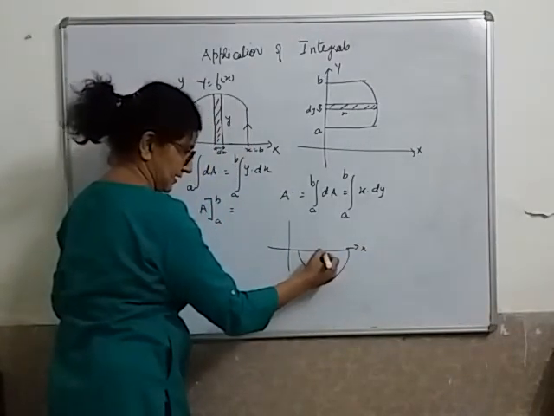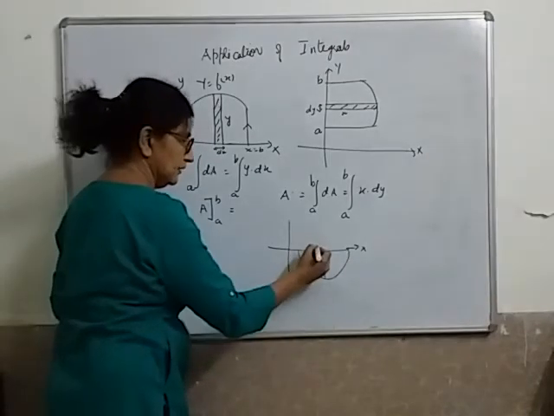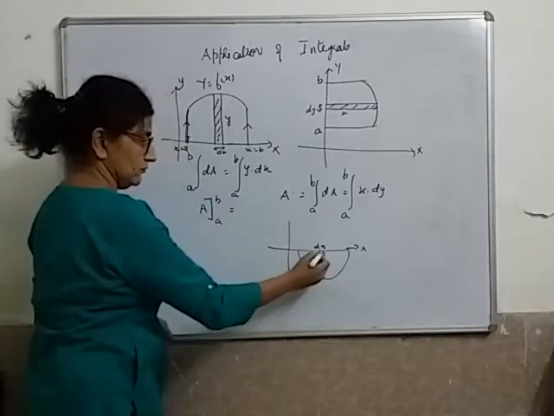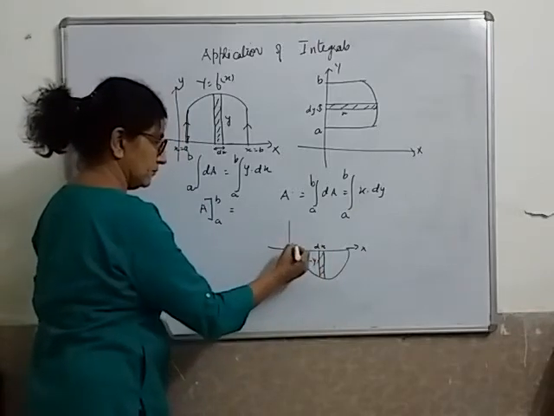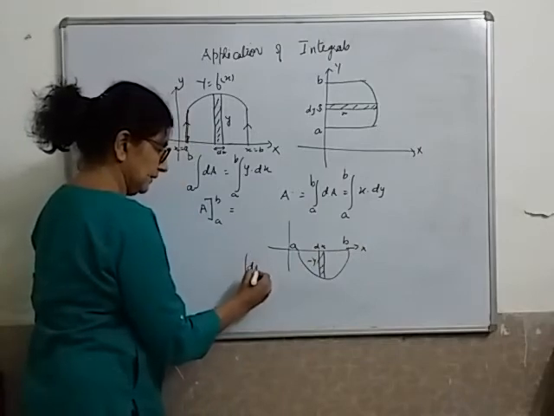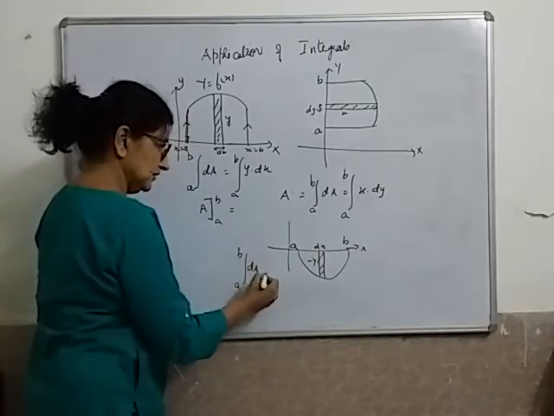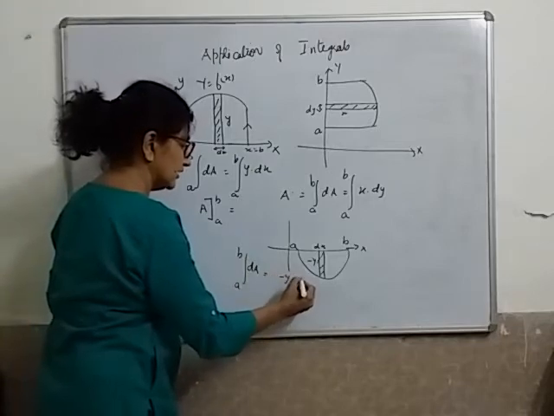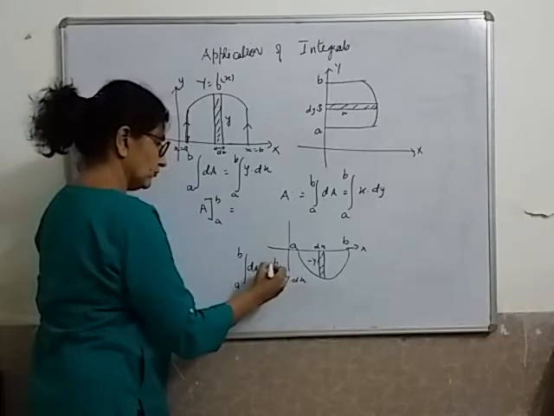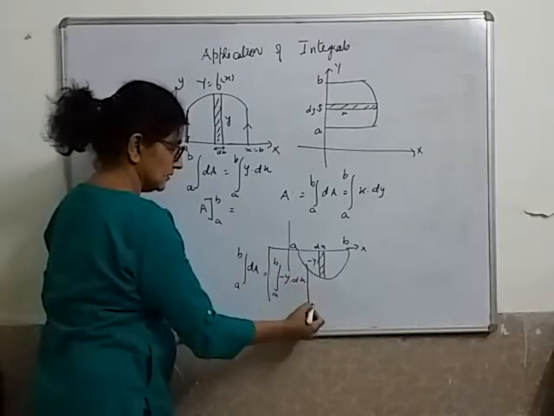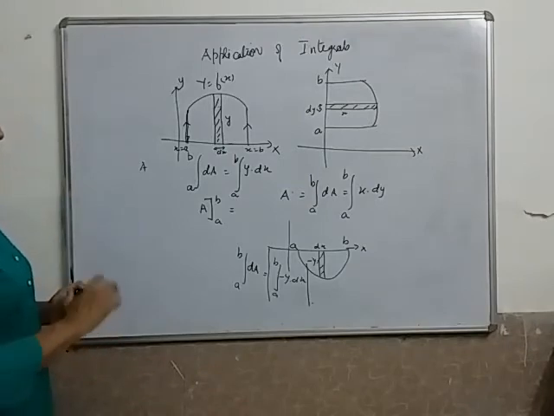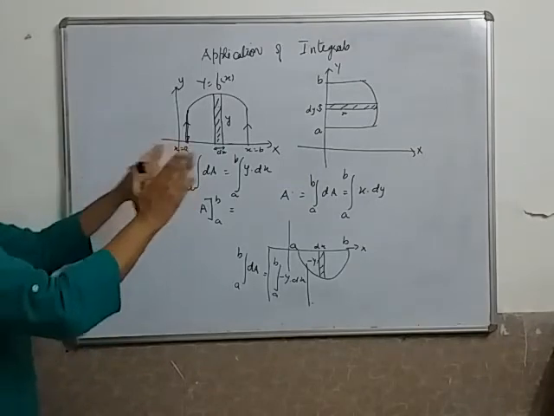Suppose I take any arbitrary strip anywhere. So this is my dx and this is my y. When I have to calculate this area from a to b this time, dA from a to b is equal to minus y into dx. But the question is, area can never be negative. So what we do is we take its numerical value, that is the modulus. So this is just what is there in the chapter.